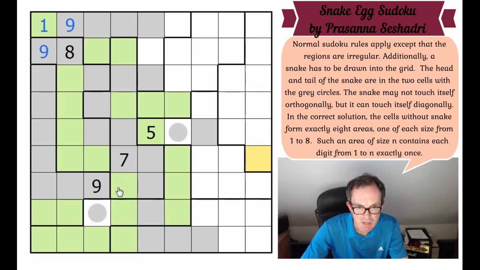Column 4 needs to have a 9 in it on the snake, so one of those 2 cells must be a 9.